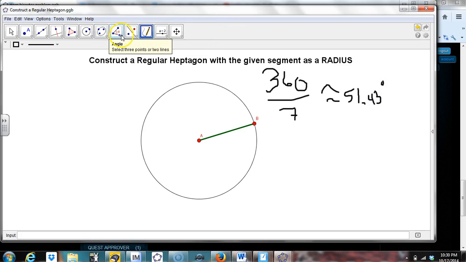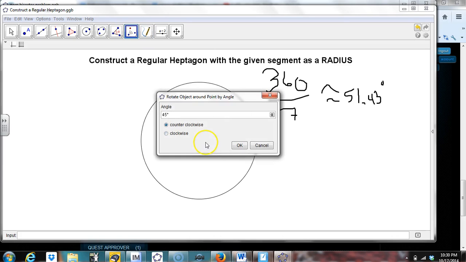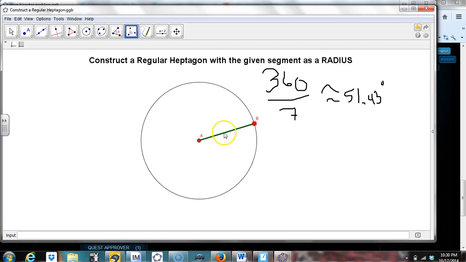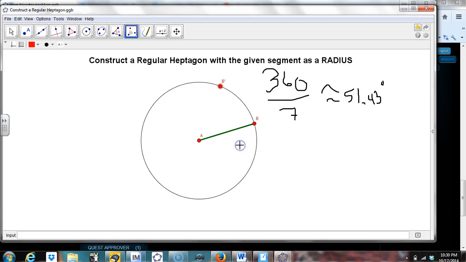Okay, so now I'm just going to grab my rotate tool. It's in the transformation toolbox. I'm going to rotate B around A, and I'm actually going to try to go 360 divided by 7. I think that'll give us the exact angle. Hey, check that out. Now I'm going to take B prime and rotate it around A, same angle, and just go around the horn. Oops. If you mess up on your points, just hit escape on your keyboard, and then grab your rotate tool again and continue what you were doing.